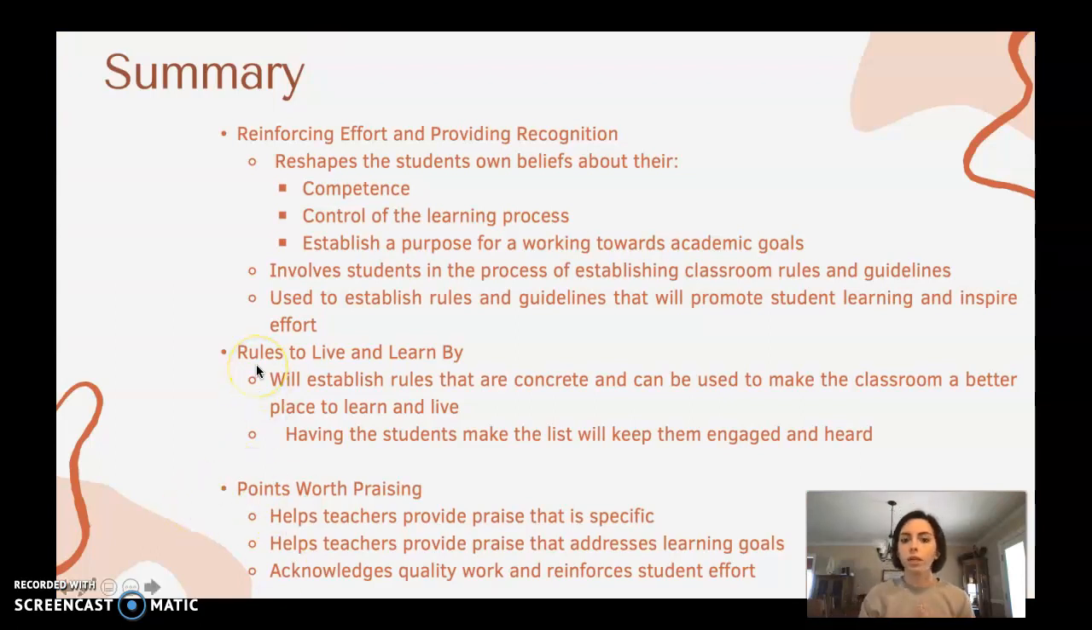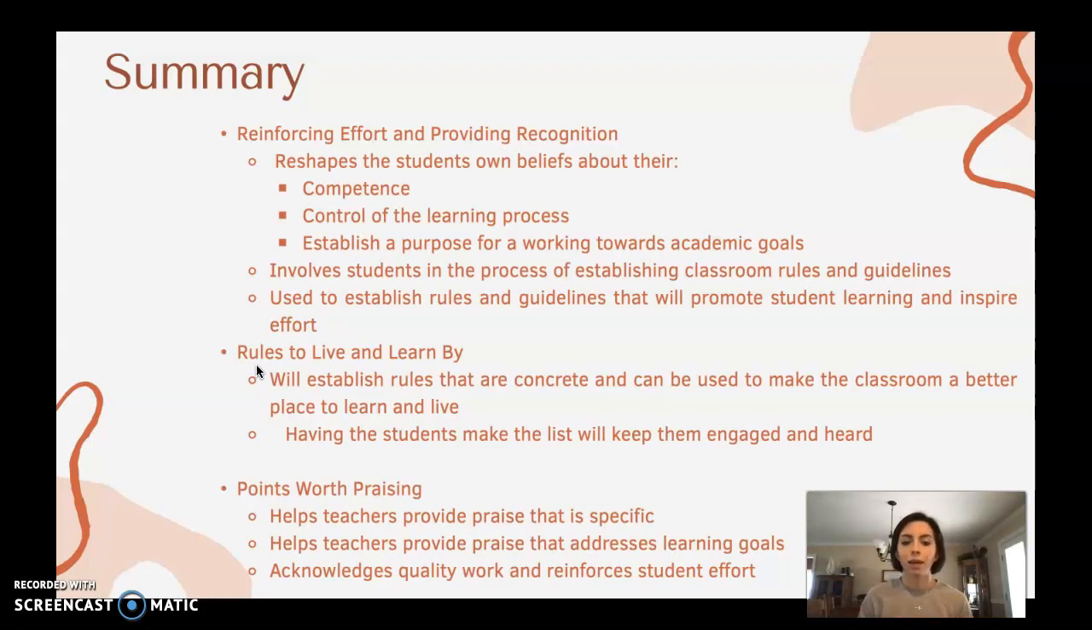So the summary: reinforcing effort and providing recognition. It reshapes the student's own beliefs about their competence, control of the learning process, and establishing a purpose for working towards academic goals. Rules to live and learn by involves students in the process of establishing classroom rules and guidelines. It is used to establish rules and guidelines that will promote student learning and inspire effort. So in our rules to live and learn by, it will establish rules that are concrete and can be used to make the classroom a better place to live and learn.